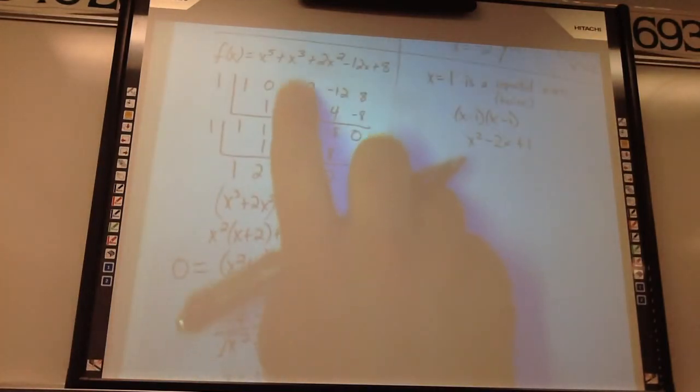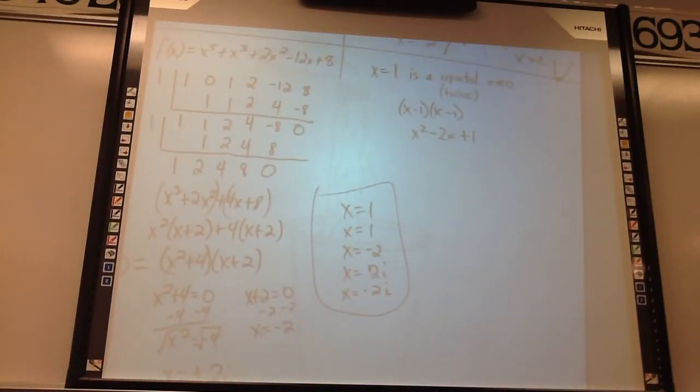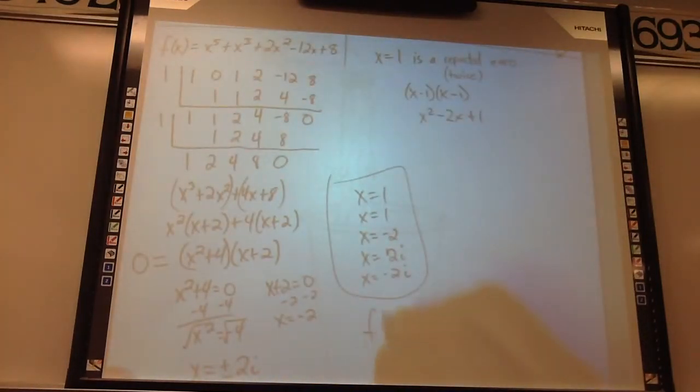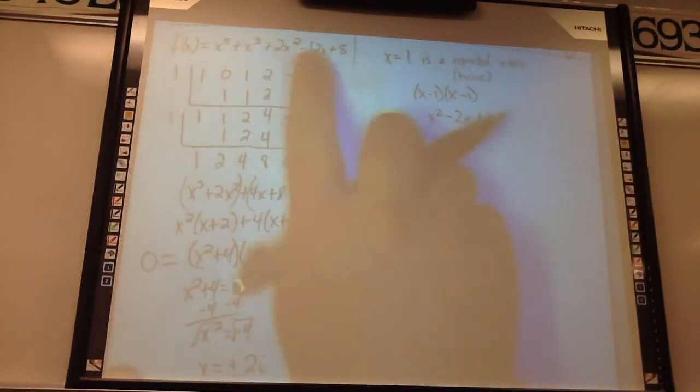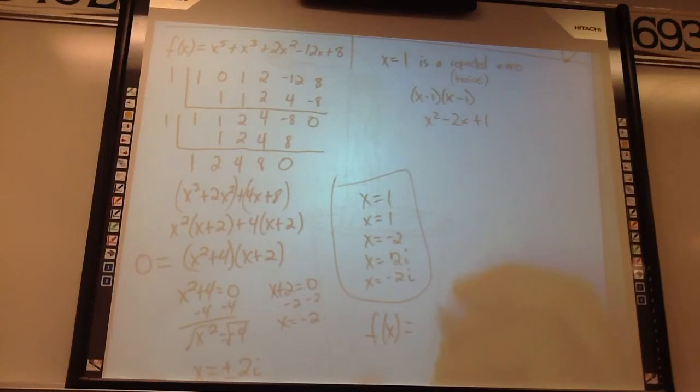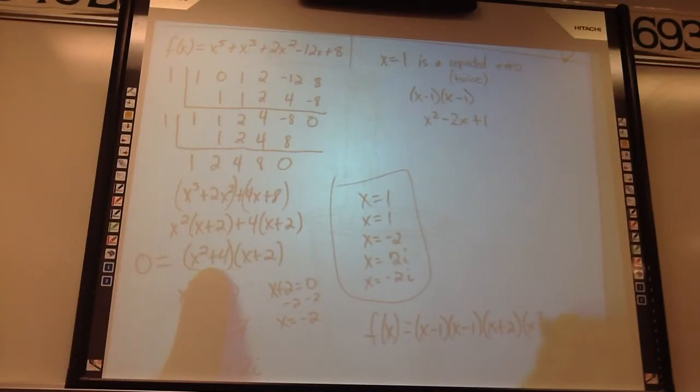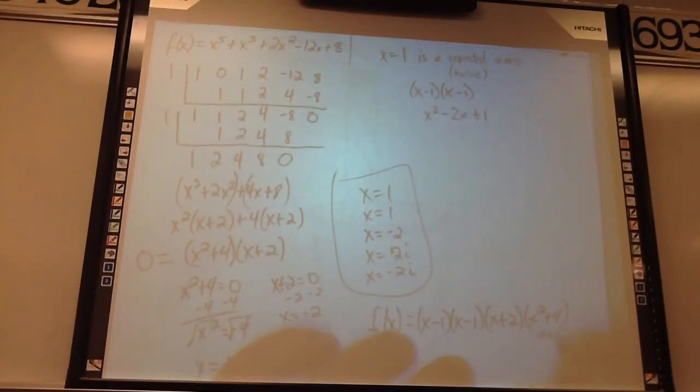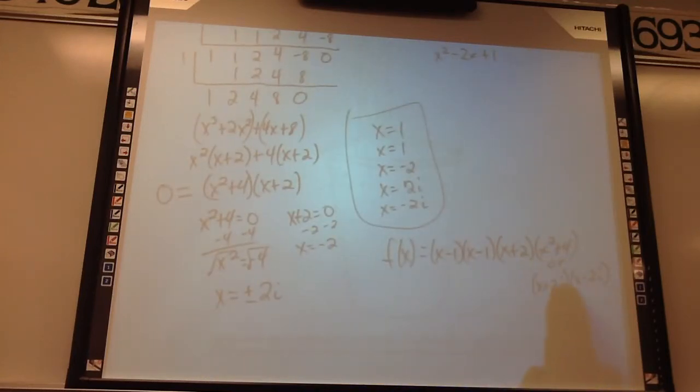So could you write that in factored form? X minus 1, x minus 1, x plus 2. I was just saying, could you write that out in complete factored form? Yeah, it'd be x minus 1 times x minus 1 times x plus 2 times x squared plus 4. Or if you wanted, you could go x plus 2i, x minus 2i. So I guess that is the factored form of that. That would be the more proper, official, completely factored answer.